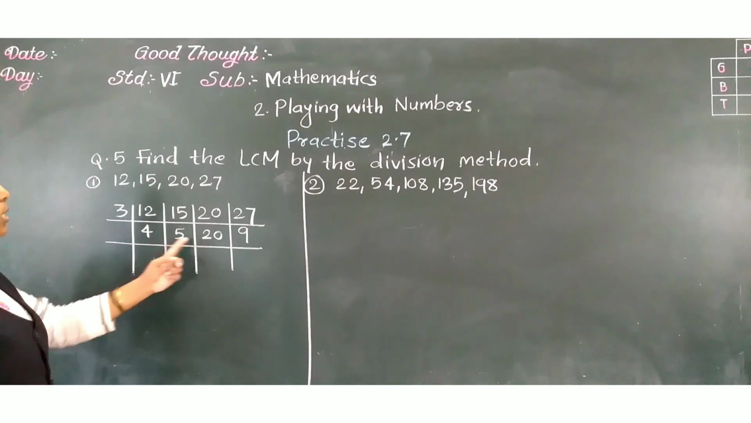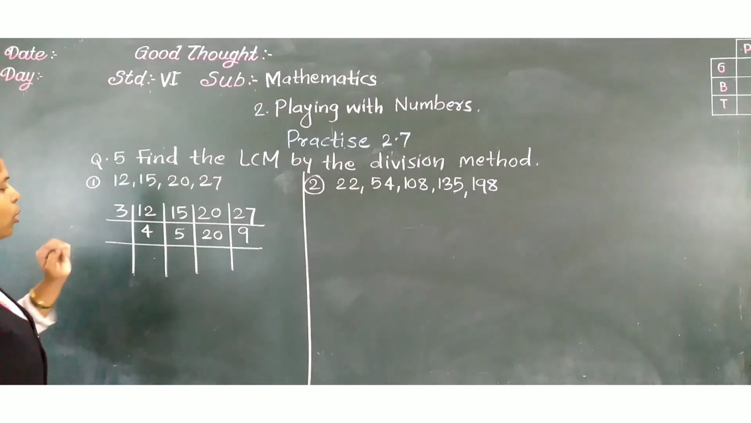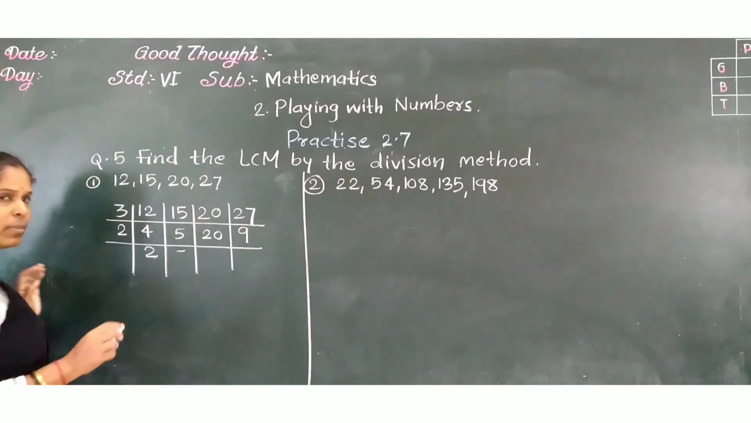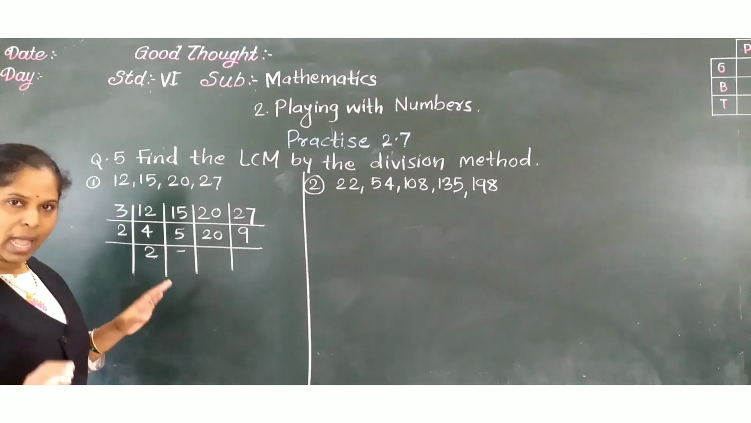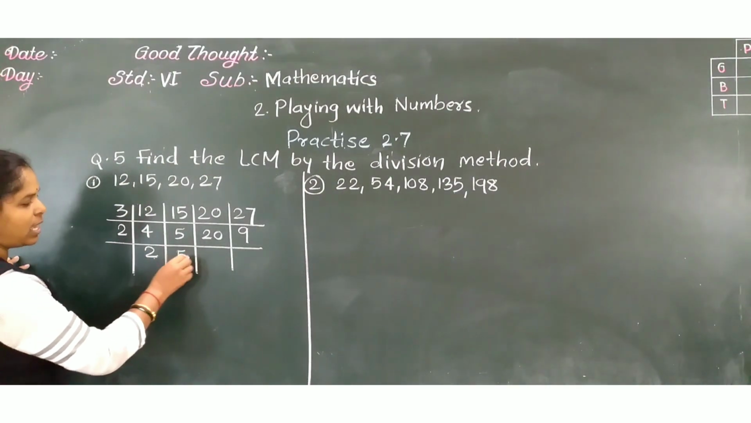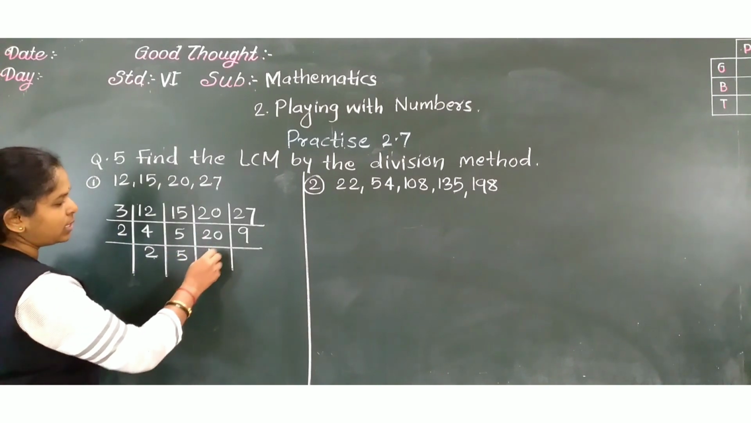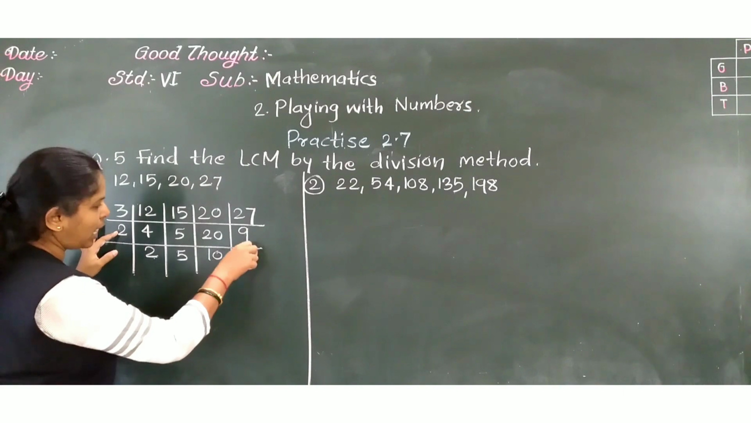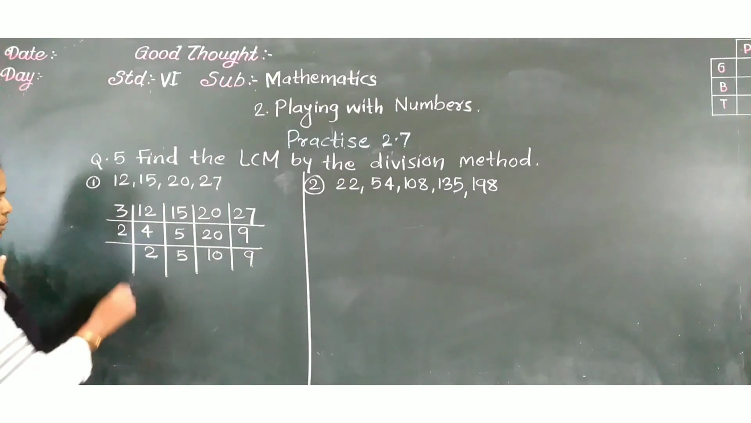Then these two numbers are divisible by 2. So 2 2s are 4. The numbers which we are not dividing, keep as it is. 5 write as it is and 2 10s are 20. 9, can you divide 9 by 2? No. So that also write as it is.